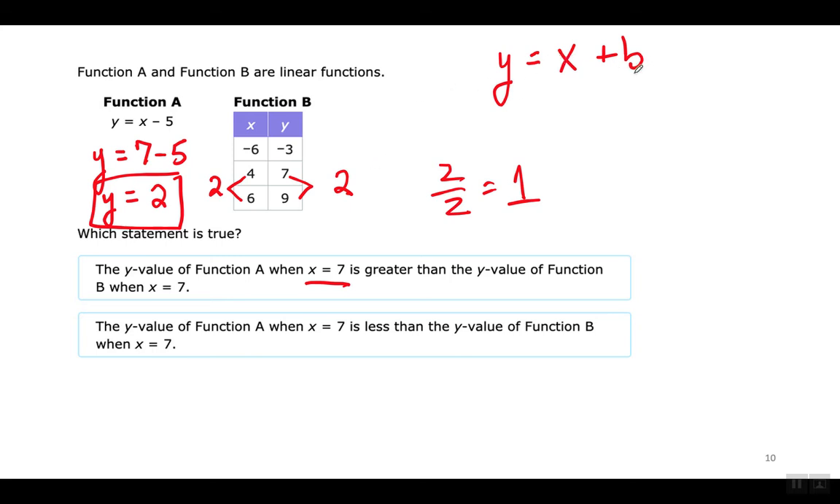Alright, now to find out what b is, I'm going to use the smallest pair here, so let's use 4 and 7.